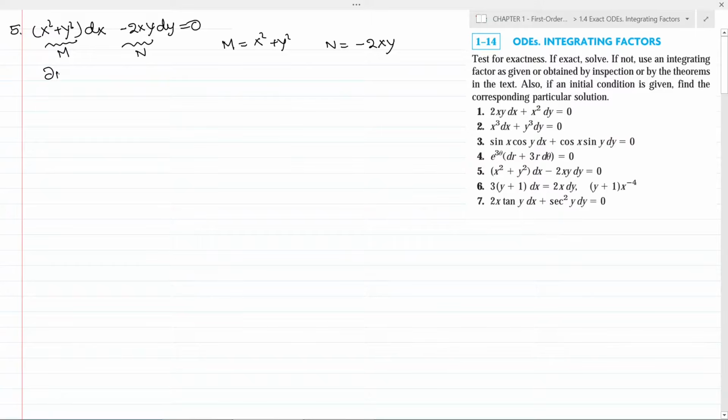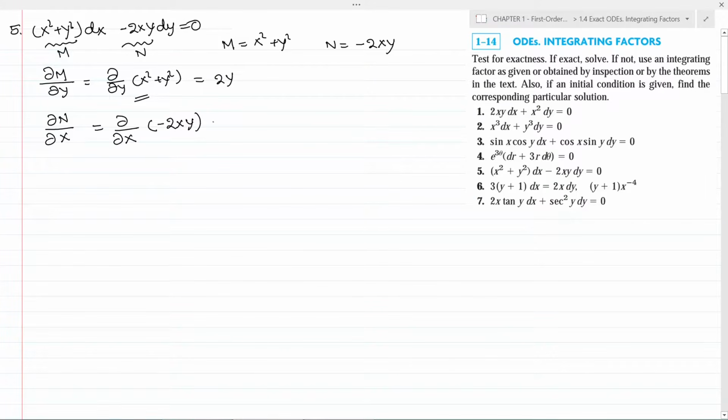So if we calculate del M by del y, that will be equal to del by del y of x square plus y square, which is equal to 2y, because in this partial differentiation x is constant. Similarly, we can calculate del N by del x, which will be equal to del by del x of minus 2xy, and y is constant in this differentiation. So, minus 2y multiplied by del x by del x, which is 1.